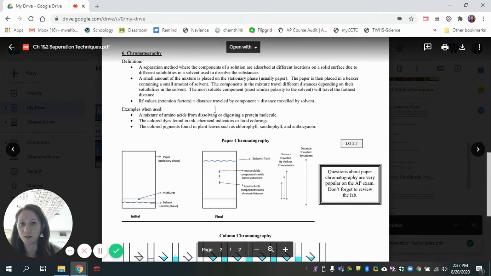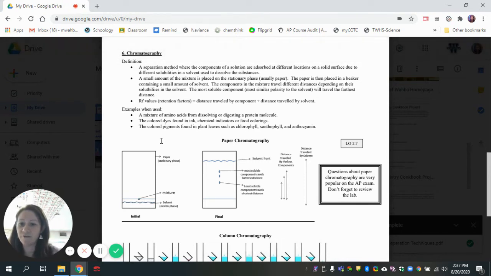The way that it works is you have a stationary phase. So in paper chromatography, that stationary phase is the piece of paper. And you can use filter paper, you can use chromatography paper. So I have a strip of chromatography paper here. That's called the stationary phase because it doesn't move. Then you have a mobile phase, and that one obviously moves. The mobile phase is basically a solvent.